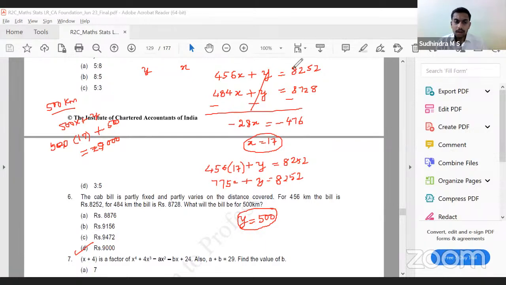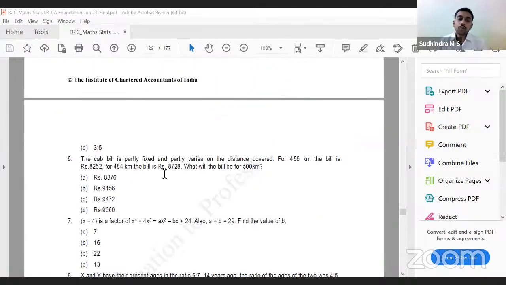Question number 7. x plus 4 is a factor of x to the power of 4 plus 4x cube minus ax square minus bx plus 24. Also, a plus b is 29. Find the value of b. Option C, 22. Correct.